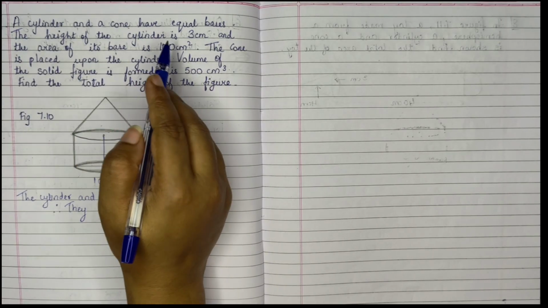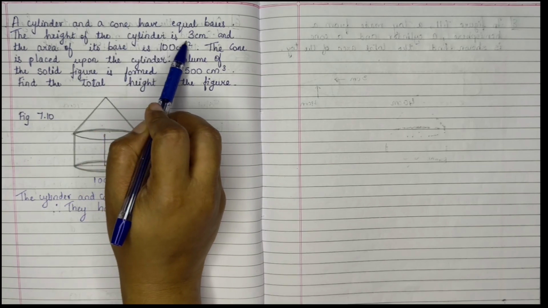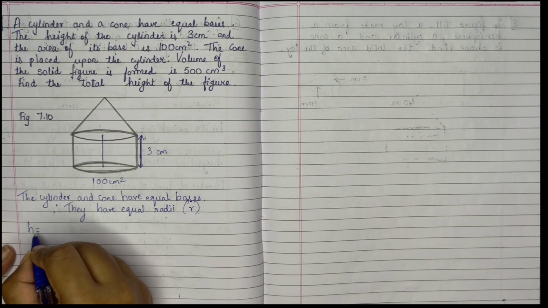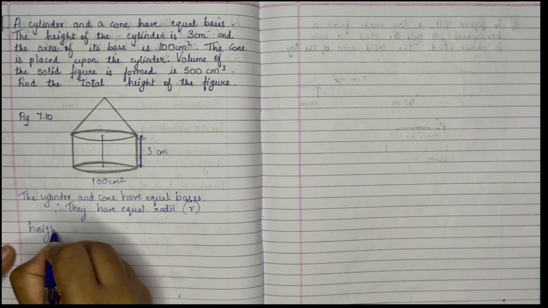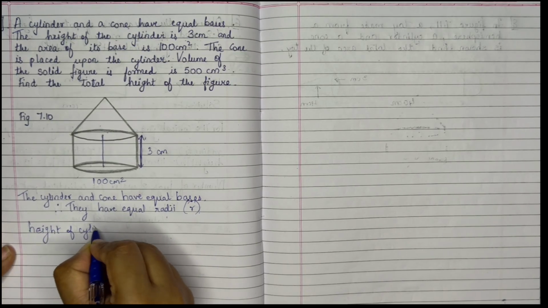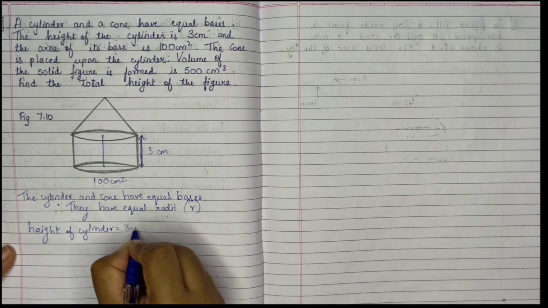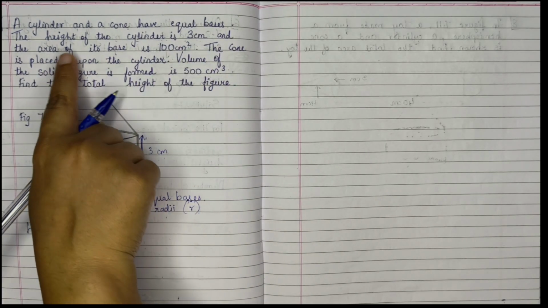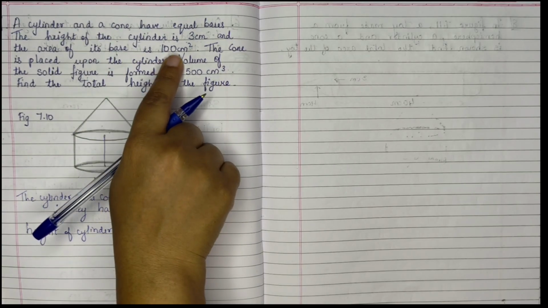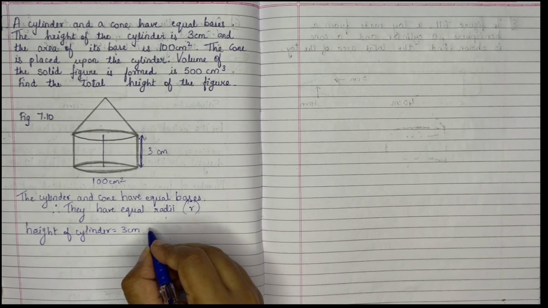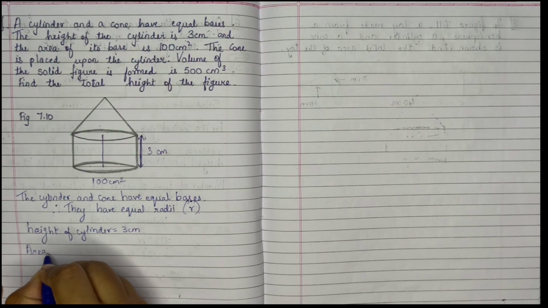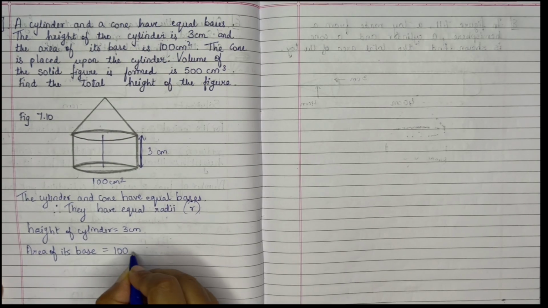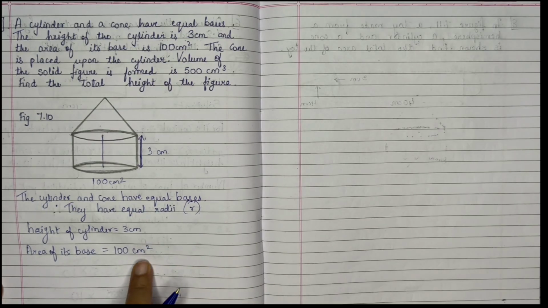What is the next thing given? The height of the cylinder is given as 3 centimeters. So we will write down that the height of the cylinder is equal to 3 centimeters. Next, what is given? The area of its base is 100 square centimeters.